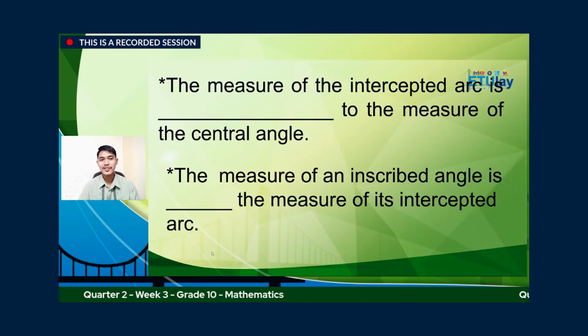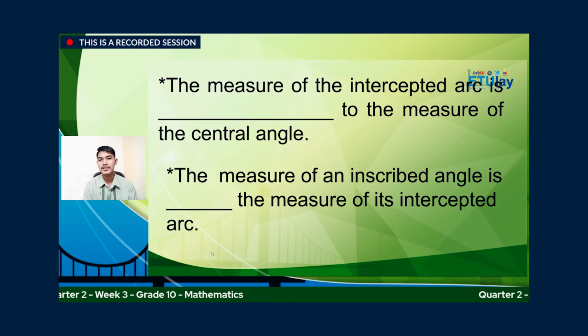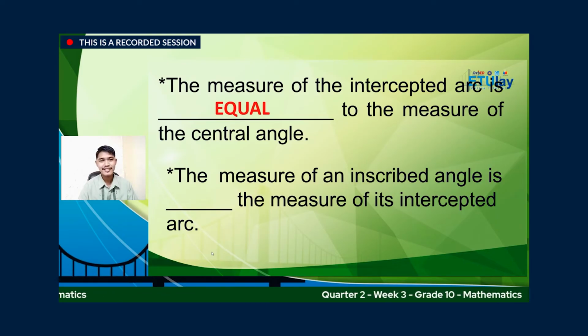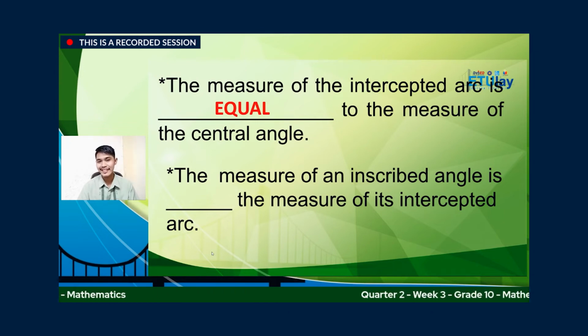This time, you will simply complete the given statements. Okay po? So we have, the measure of the intercepted arc is blank to the measure of the central angle. So what do you think? Ang relationship ng intercepted arc and ang central angle. They are? Okay, equal. Say for instance, the intercepted arc measures 50 degrees. Then, the central angle also measures 50 degrees.